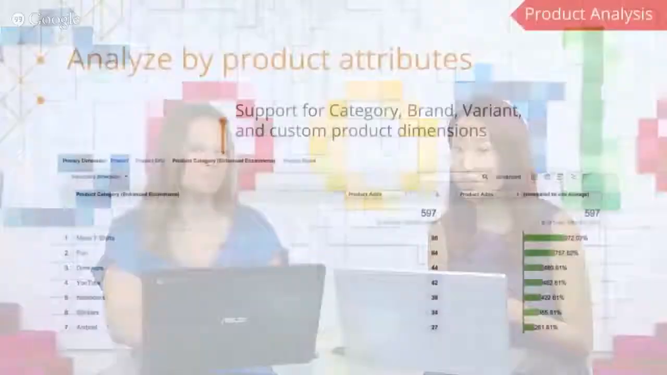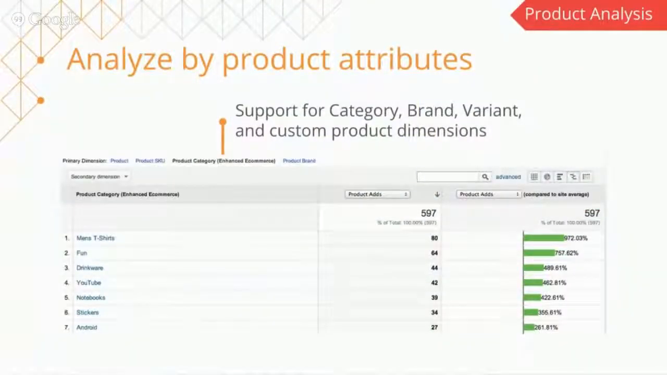So in this very simple example, I'm able to see how different categories of products are performing on my site. And I can compare that to my site average. So for example, are men's t-shirts really performing X times better in terms of product ads than overall products? Very cool.